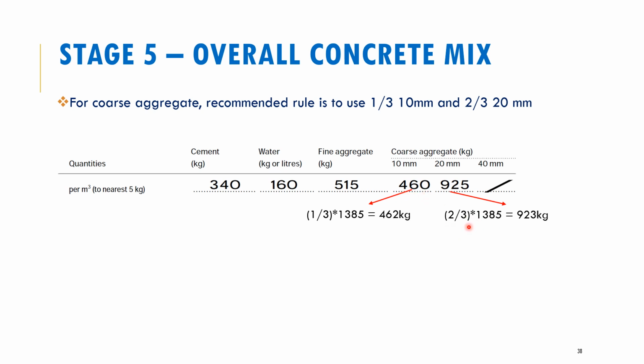And 2/3 of the coarse aggregate will be made up of 20 mil coarse aggregate. So 2/3 multiplied by 1385, that's 923. And that equates to 925 if we round to the nearest 5. So the overall output that you would get, your cement is 340, your water is 160, your fine aggregate is 515, and then you have your coarse aggregates split into 10 mil and 20 mil, so that's 460 and 925.